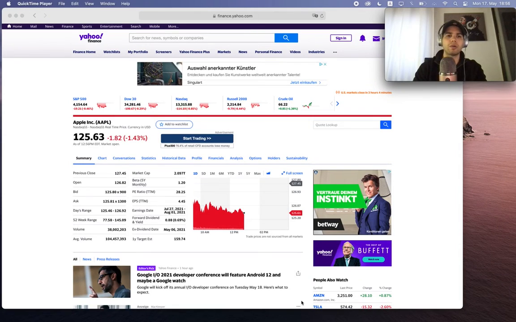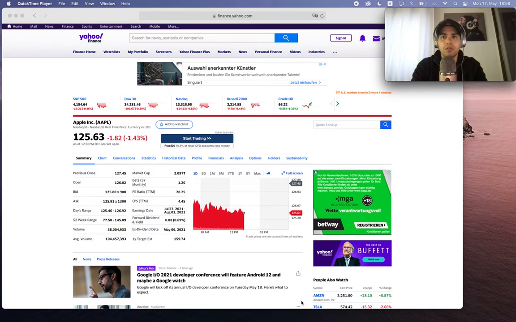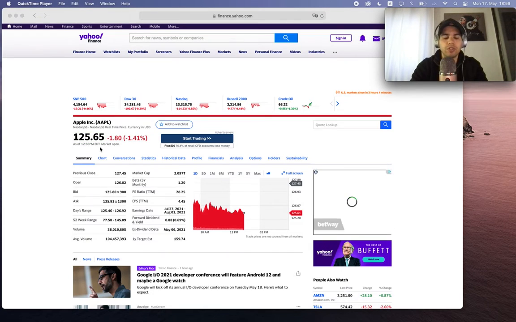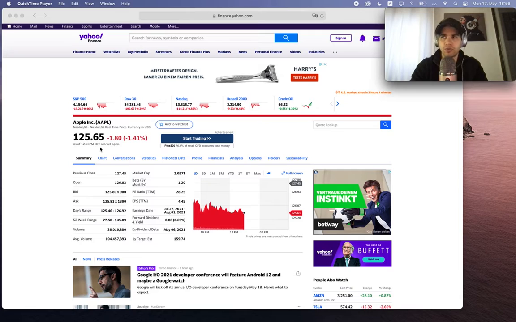We're going to show how to make money selling puts, and we're going to explain what it means to sell those puts. So the first step is you have to go to Yahoo Finance, and then you have to select any company that you like and that you feel bullish about, and that you think has a good future.